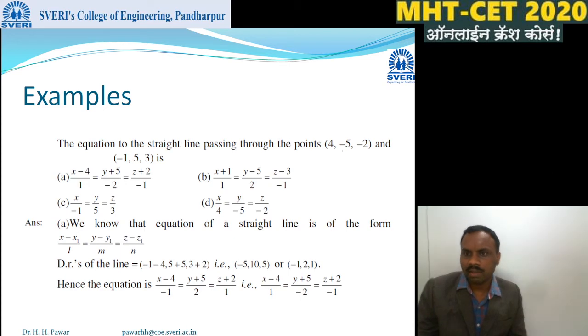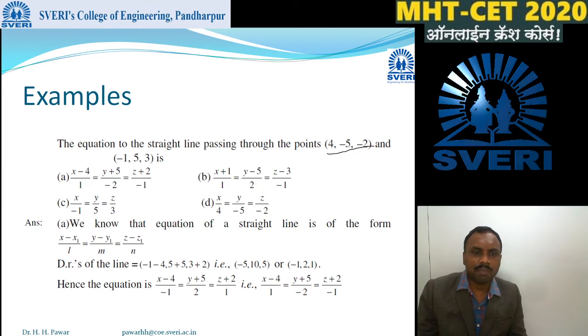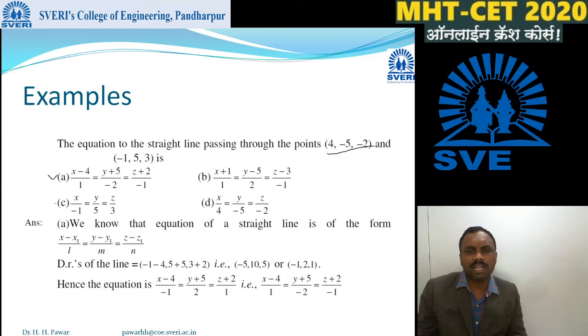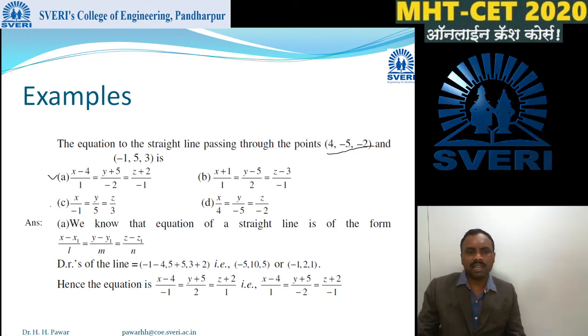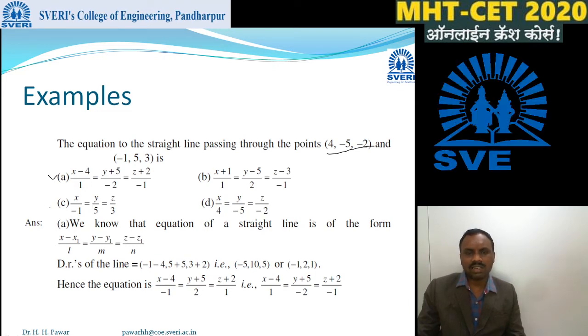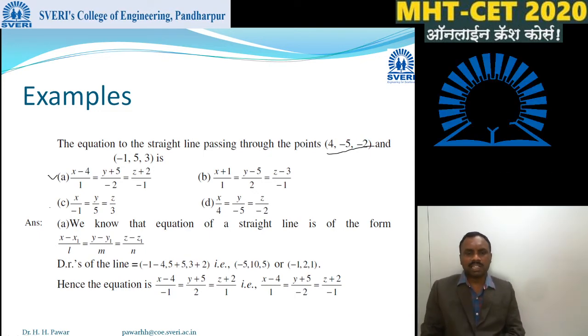If you consider this point 4, minus 5, minus 2 and directly put it in the options, if you observe here, if you put x equal to 4, 4 minus 4 is 0, then minus 5 plus 5 again 0, minus 2 plus 2 again 0. So in this case option A satisfies the points. Hence option A is correct choice for this question. This is a short trick for finding equation of straight line if points are given.